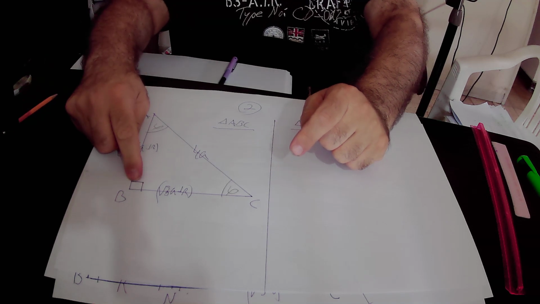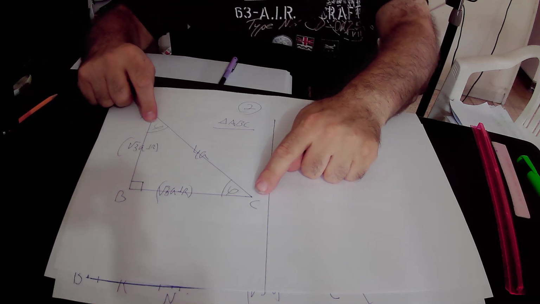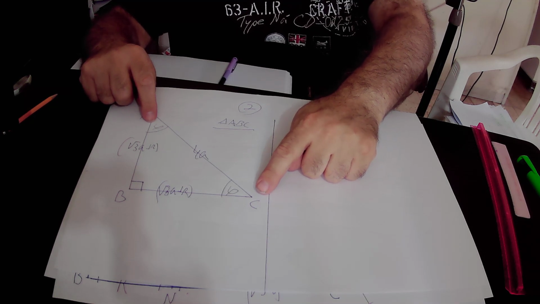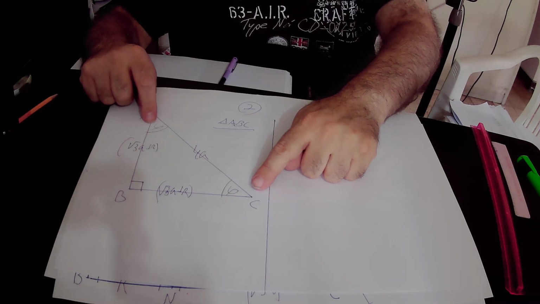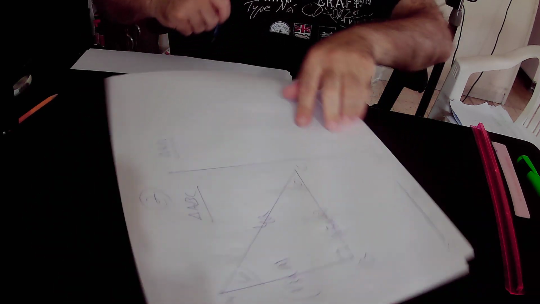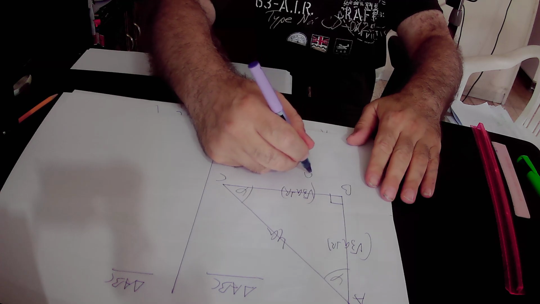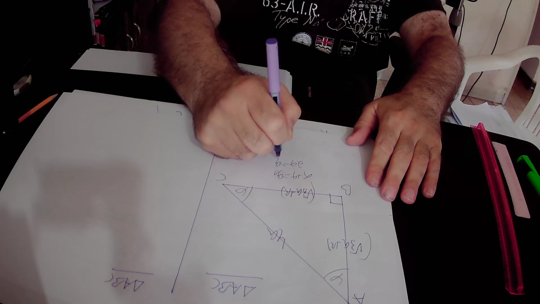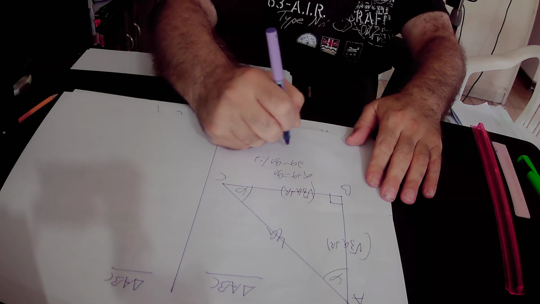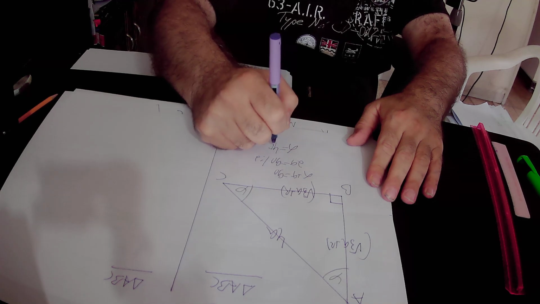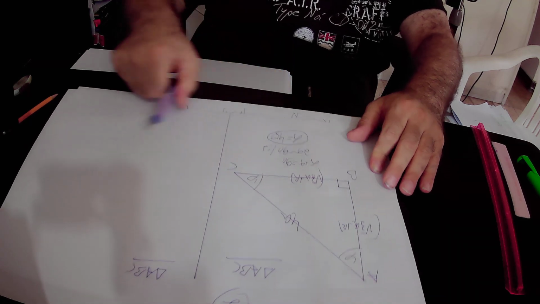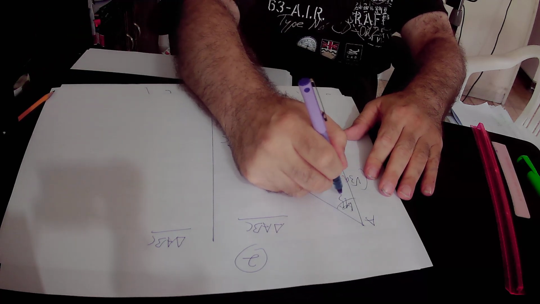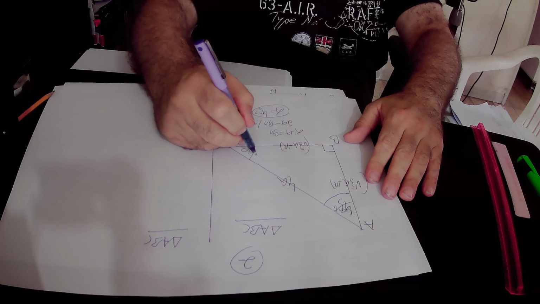This angle equals 90 degrees, therefore the other two angles must sum to 90 degrees, because 90 degrees plus 90 degrees is 180 degrees, the sum of the angles in any triangle. So here alpha plus alpha must equal 90 degrees. Alpha plus alpha is 2 alpha, which equals 90 degrees. We divide this equation by 2, and we get that alpha equals 45 degrees. Here also angle alpha equals 45 degrees.